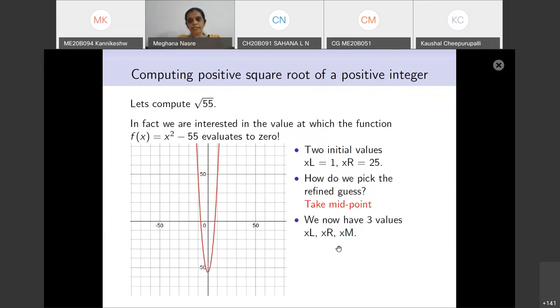Once we have these three values, XL, XR, and XM, what can we do to further refine this process? In the pictorial sense, there is XR, which is somewhere here. So this is 10, 20, 25. And the mid value is, of course, going to come on the right hand side. So now what should you do with these three values? How should you refine it? Can people write down?